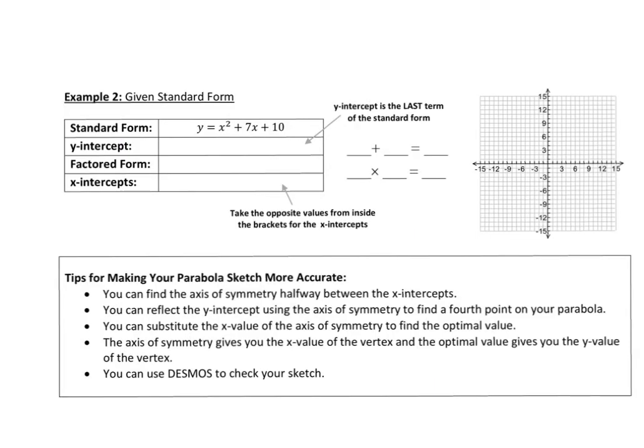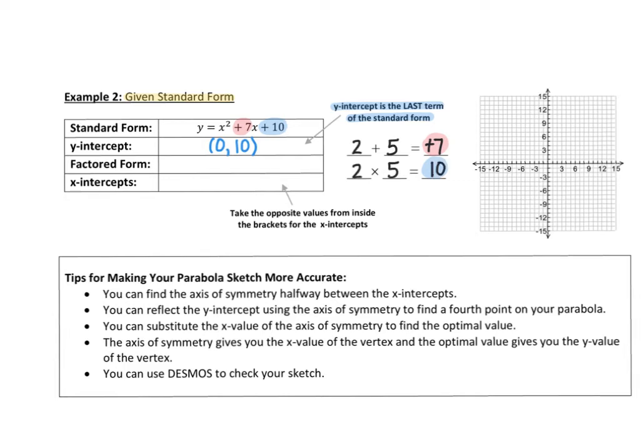In our first example, we were given the factored form and needed to find the standard form. In our second example, the opposite is true. We're given the standard or expanded form of y equals x squared plus 7x plus 10. This tells us that we will have a y-intercept of (0, 10), because we know that the 10 at the end of the standard form represents the y-intercept. In order to find the zeros, or the x-intercepts, we're going to need to factor our equation. We know that we'll need 2 factors that will add to give us the middle coefficient of 7, but multiply to give us the final term of 10.